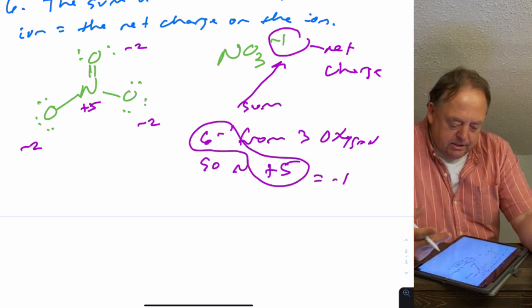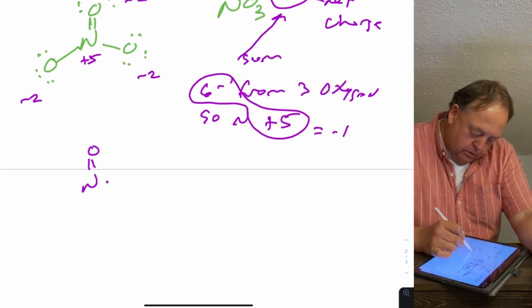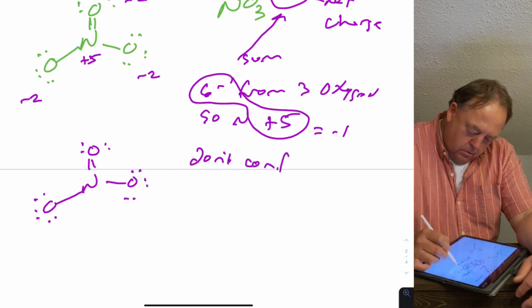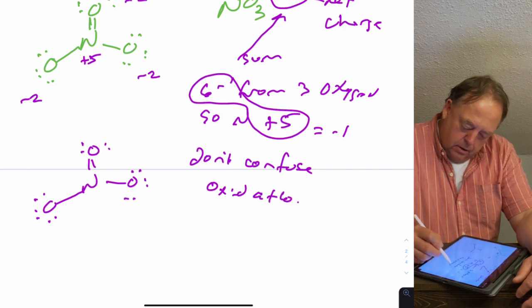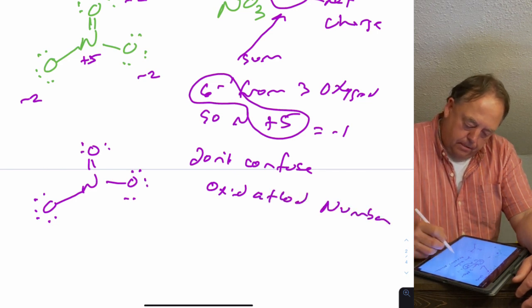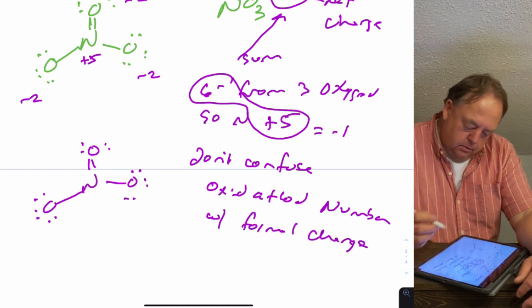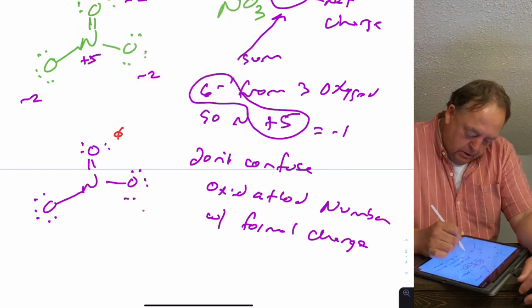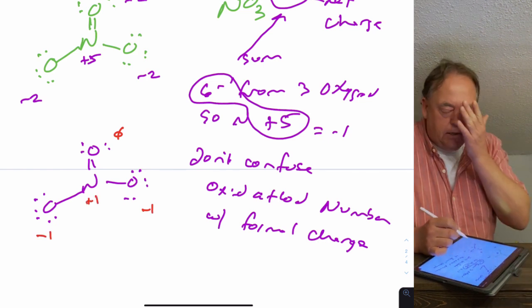The sum of oxidation numbers has to equal the charge on the polyatomic ion. And again, don't confuse oxidation number with formal charge. If we calculate formal charge on the nitrogen and oxygens, this oxygen's 0, this one's -1, and this one's -1, and then nitrogen is +1.